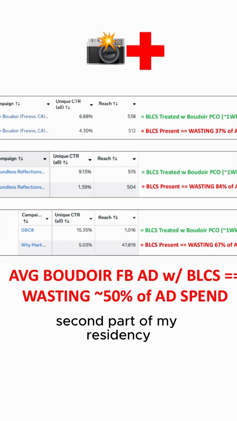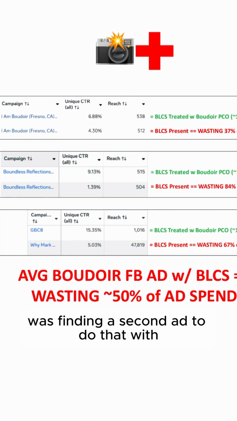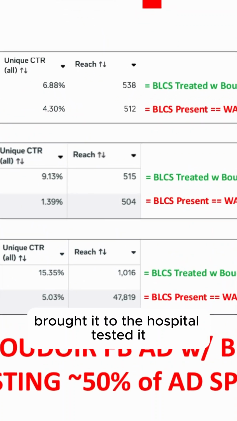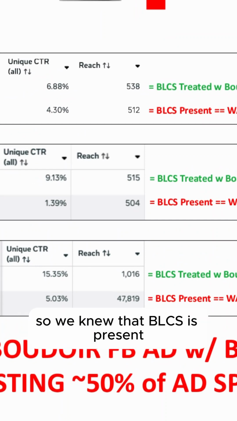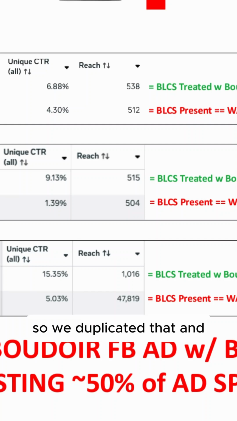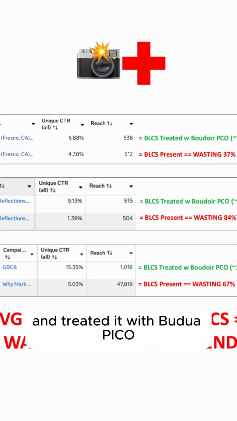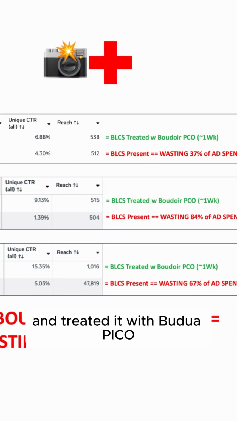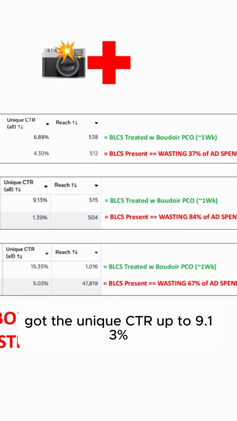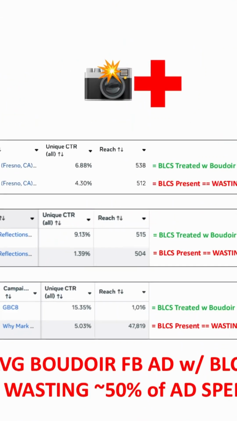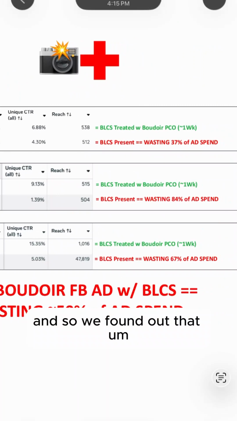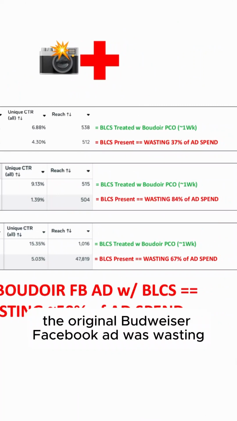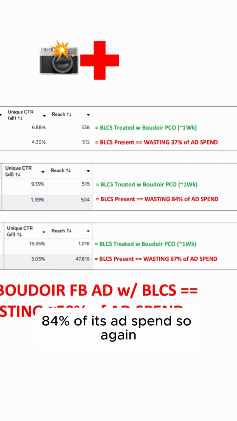Second part of my residency was finding a second ad to do that with. So found another one out there, brought it to the hospital, tested it, found its unique CTR all was 1.39%. So we knew that BLCS is present. So we duplicated that and treated it with Boudoir Pico, got the unique CTR all up to 9.13%. Insanely good. And so we found out that the original Boudoir Facebook ad was wasting 84% of its ad spend.